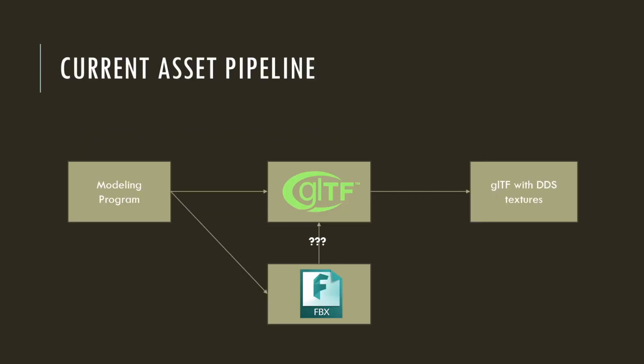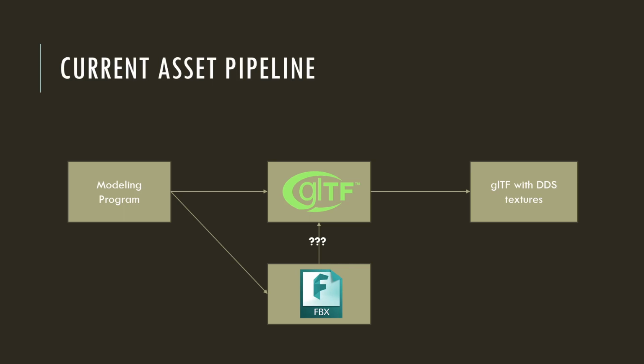So this is the current asset pipeline. You have your modeling program, and then you export a GLTF. And then there's a final step, because a GLTF is not really a game-ready GLTF. You need a GLTF with DDS textures. So that's like another step that gets performed in the editor.